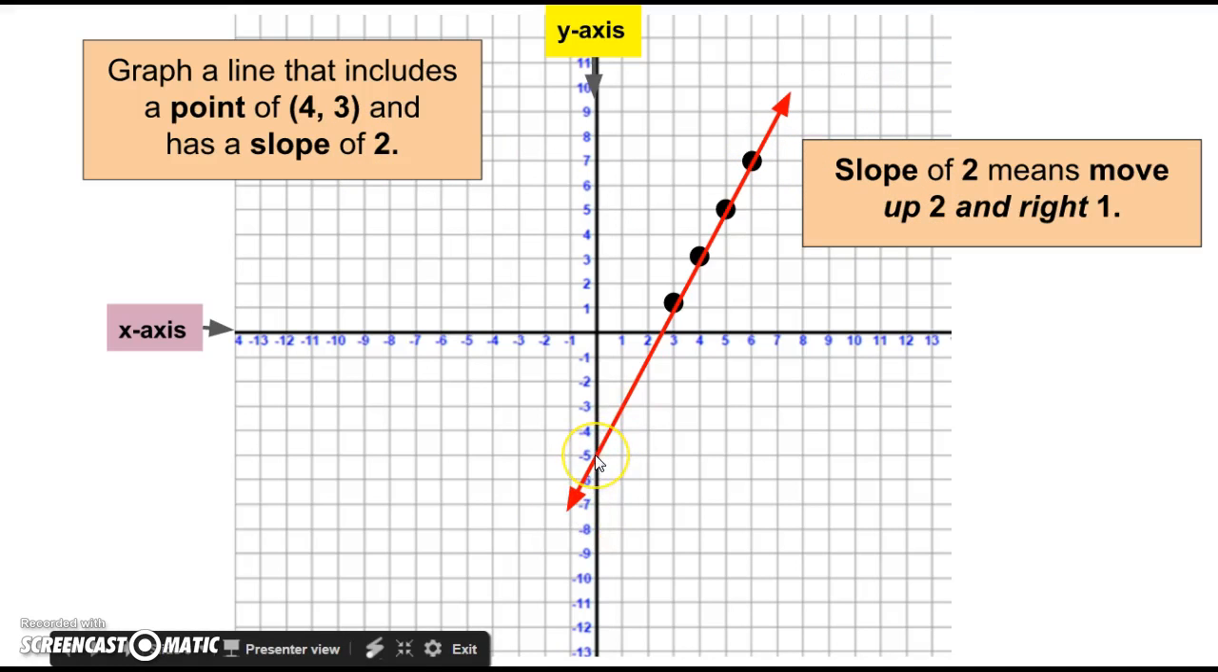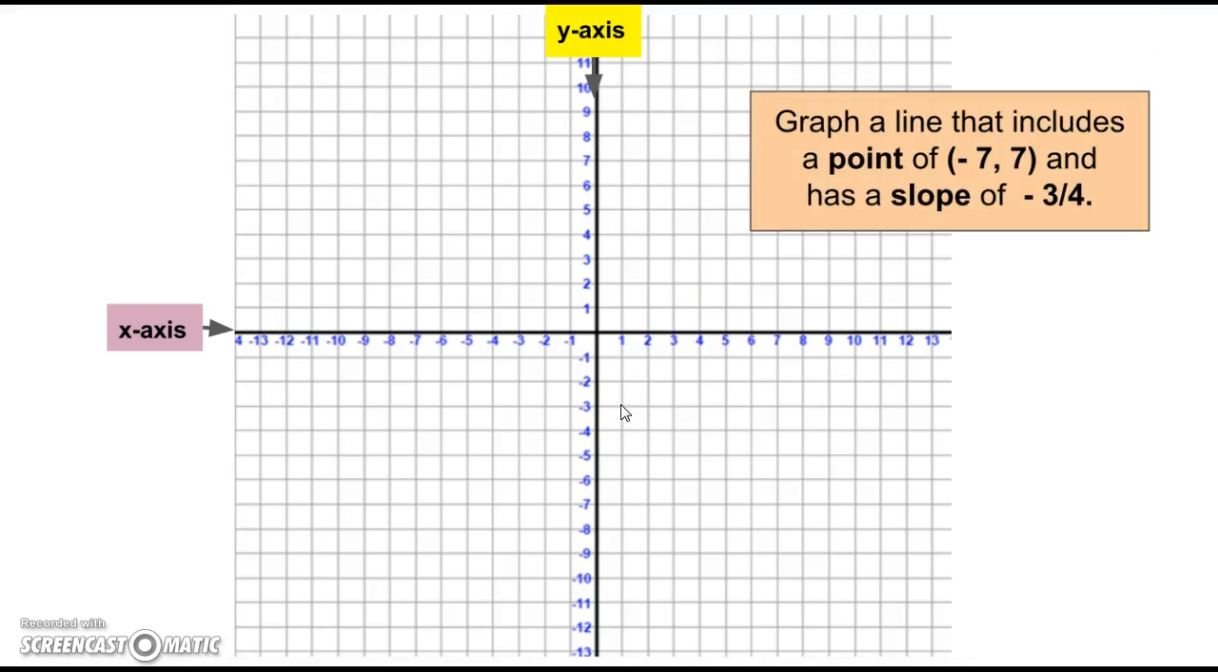No matter where we start, if we look at this point, how do we get to the next point? Up 2, over 1. So there's a constant rate of change, or slope, of 2. Let's look at another one.